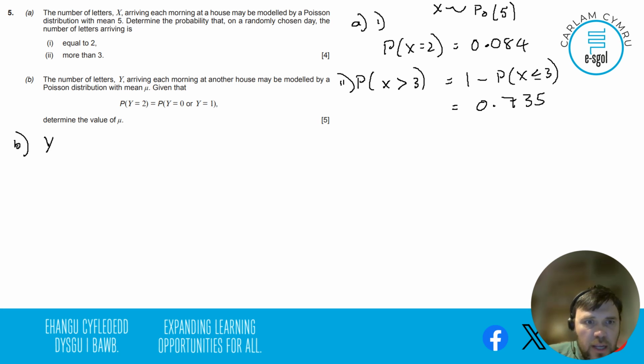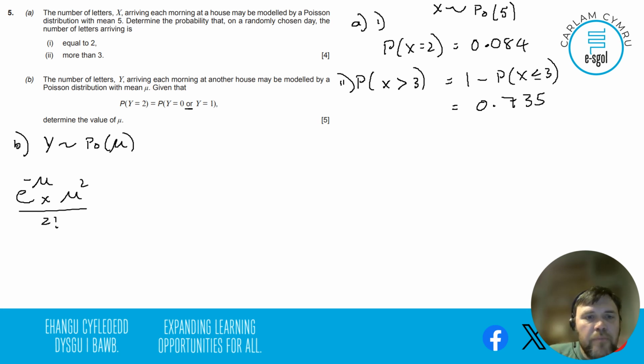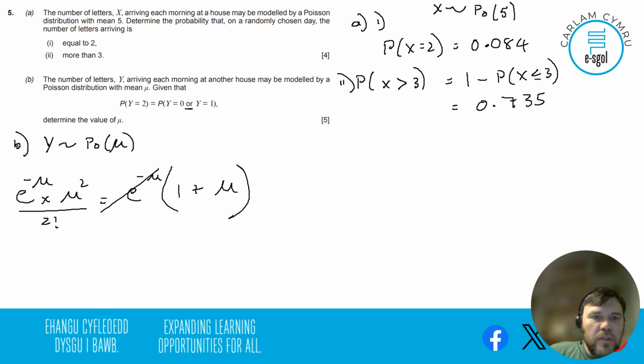So we know that Y belongs to Poisson mu, and the probability of Y equal to 2 is equal to the probability of Y equal to 0 or Y equal to 1. Notice the or. So we would then have e to the minus mu times mu squared over 2 factorial equals, I'm going to take e to the minus mu outside. For 0, it's just going to be 1, and then it's going to be or, which is plus, and then for 1, it's going to be mu to the power of 1 over 1. And again, I hope you can see that they cancel with each other, so that you have mu squared equals, because it's taken 2 over the side, 2 plus 2 mu.